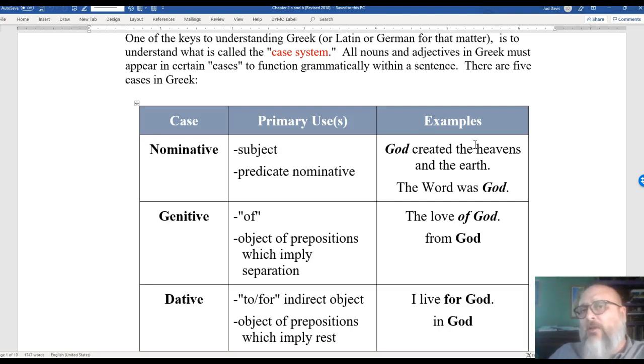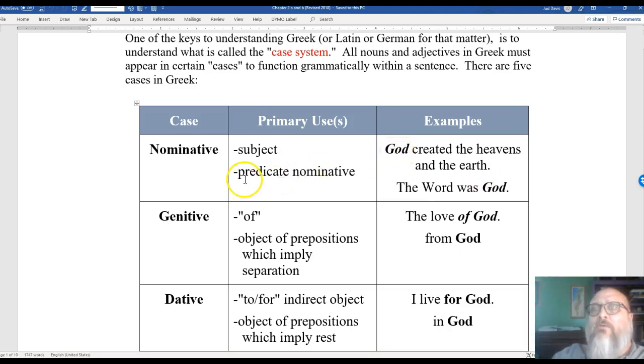That's not the case in Greek. It's not the case in German. It's not the case in Latin. Rather, you're going to add little things to the end of a word, and it will make it a nominative or another case. So the nominative has two uses. It's the subject of the sentence. God created heavens and the earth, so God is the subject there.